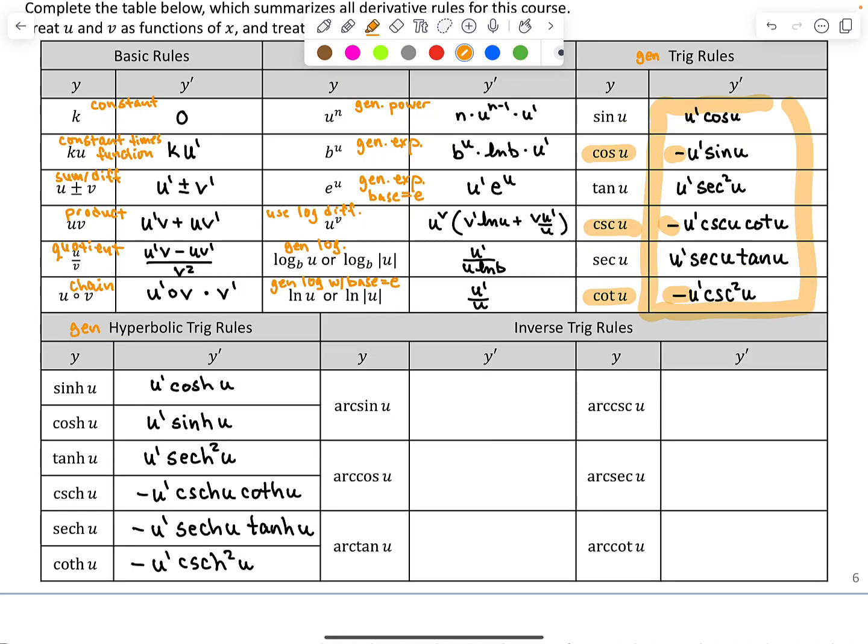Notice the parallels with regular trig and hyperbolic trig. There's almost perfect correspondence. The only difference is that it's these bottom three that produce the negatives in the formula.